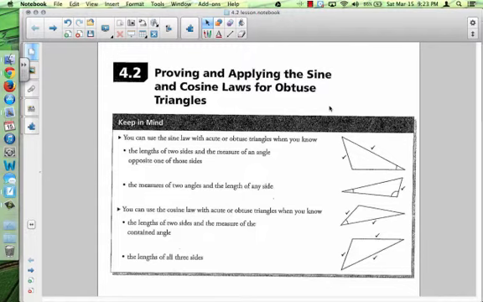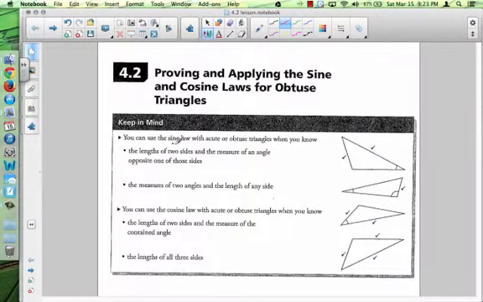All right, so let's go through section 4.2, proving and applying the sine and cosine laws for obtuse triangles. You shouldn't have any problems with this, because we've already done this with acute triangles. So, same sine and cosine law that you already know. We're just going to think about how that is going to be different in obtuse triangles.